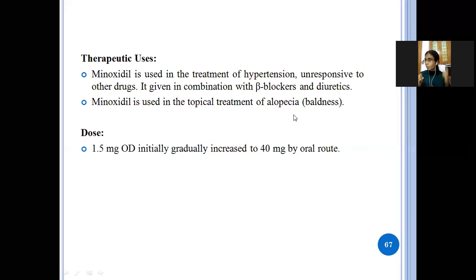Alopecia means baldness. For a person who has a bald head, to grow hair on the head, for that purpose also the minoxidil drug is used. So the dose is 1.5 mg, which we can gradually increase to 40 mg by oral route.